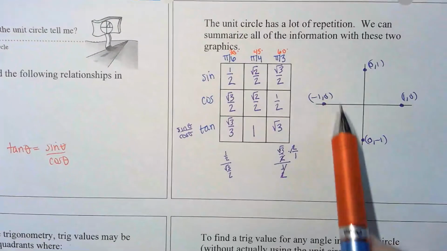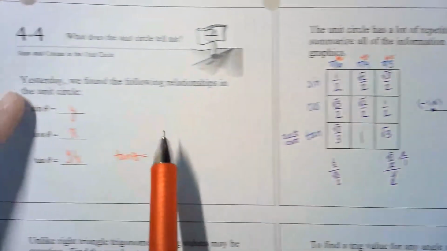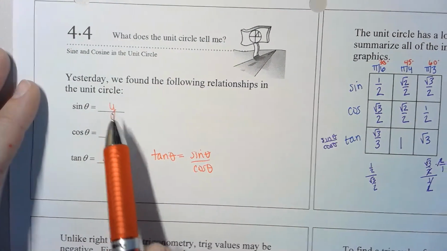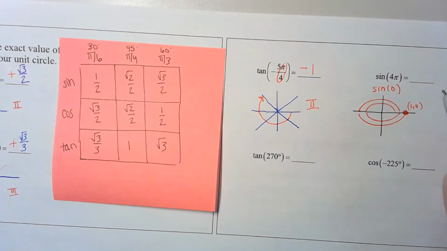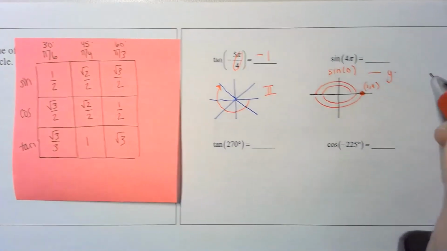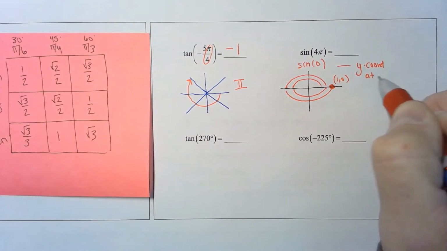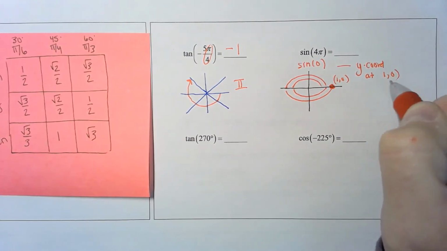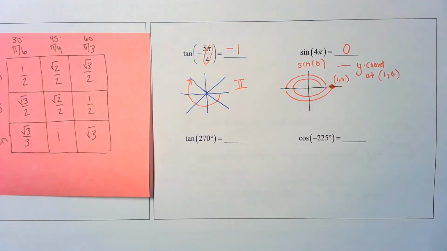This is when this chart comes into play. I'm here. They want the sine here. And remember, sine is the y-coordinate. Flip back over. I'll go ahead and just write the coordinates down here. So I want the y-coordinate at the point 1, 0. Well, the y-coordinate is 0. Good. Let's look at this one.